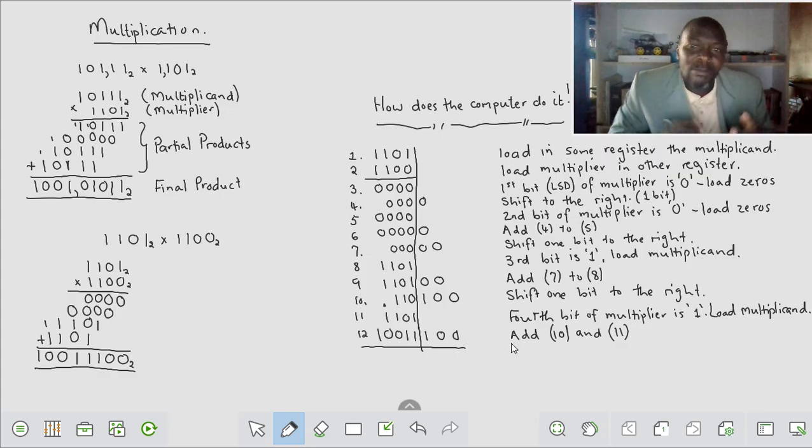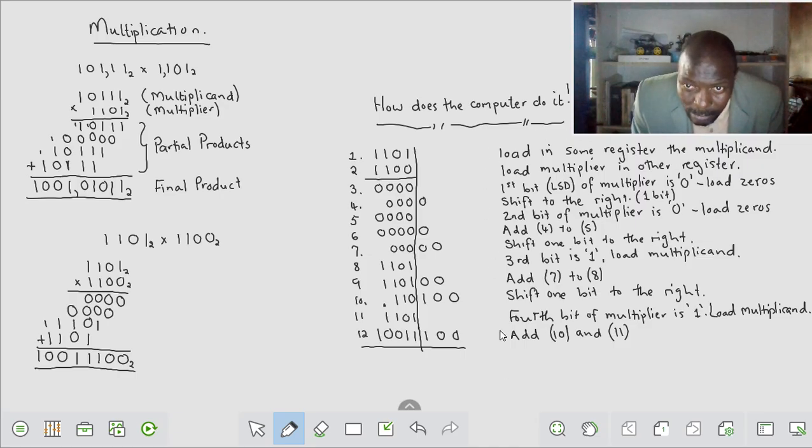So I'm trying to explain how the computer works. Basically there will be a program that will say this. It will say check if your bit is a 0. If it's a 0, load zeros. Check if it's a 1. If it's a 1, load multiplicand. After that, add. Check if it's a 0, load zeros. Check if it's a 1, if it's a 1, load multiplicand. Oh, by the way, you shift first: shift, add, shift.